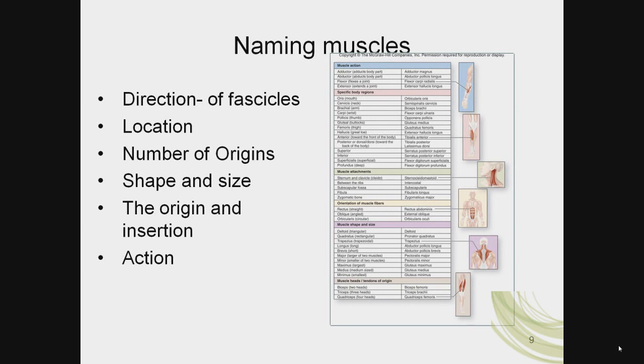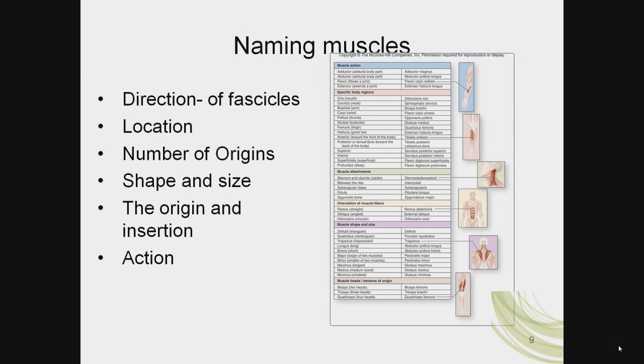Where are they found? Biceps brachii. Brachii means it's in your brachium. That's your arm, you know, where your humerus is. Number of origins. Biceps brachii. Again, bi, two, meaning two heads, two origins. Shape and size. Gluteus maximus, for example. Gluteus minimus. That would refer to size. Or shape. Let's see, what's one up here that has shape? Quadratus femoris. Quad, meaning it's like a four-sided muscle.